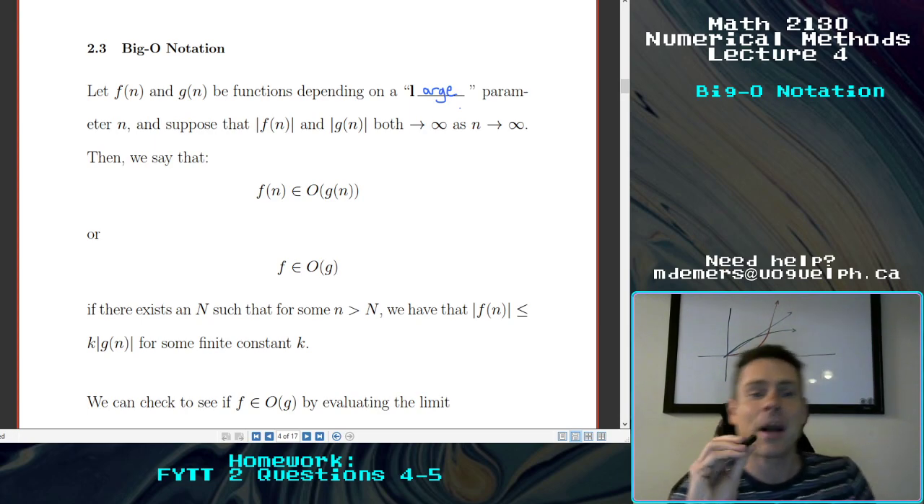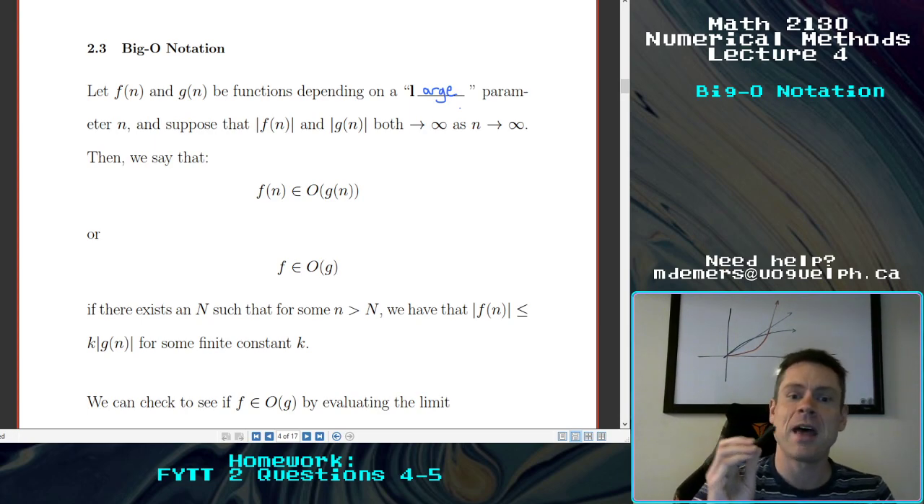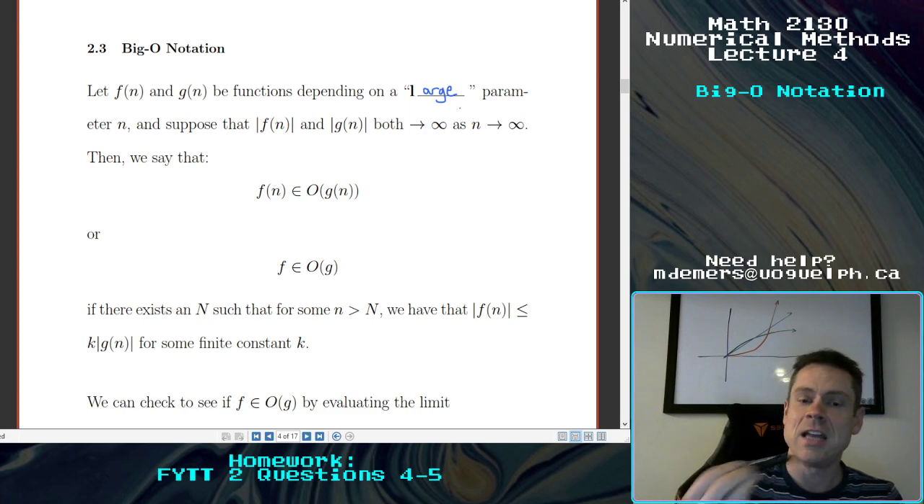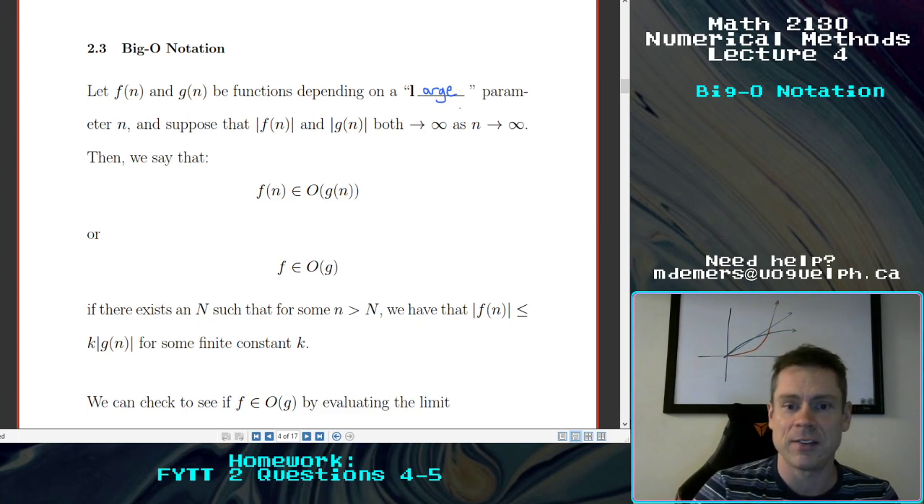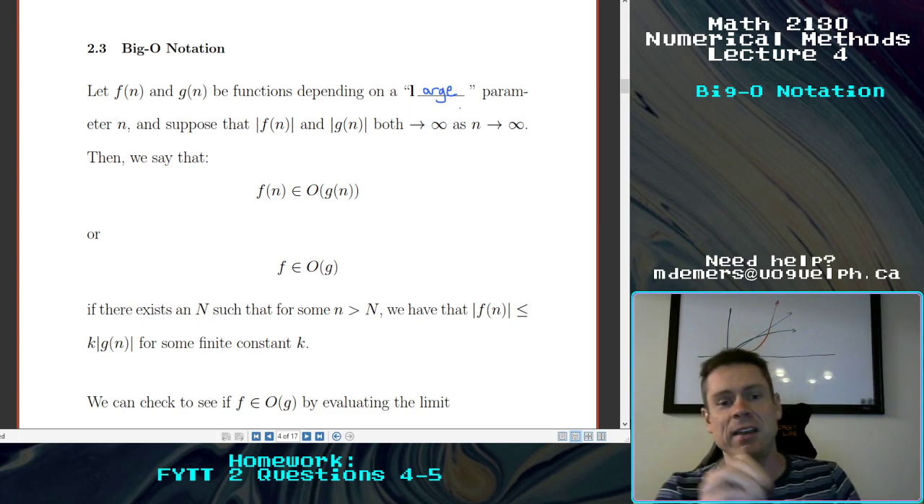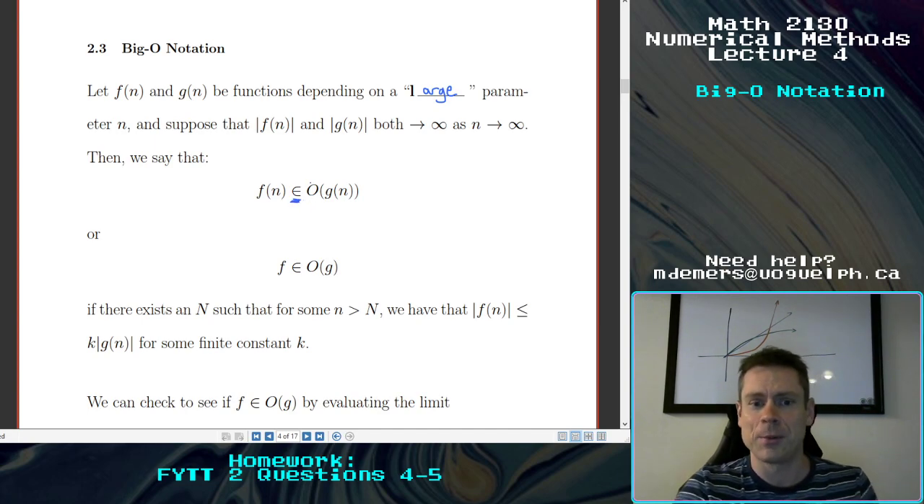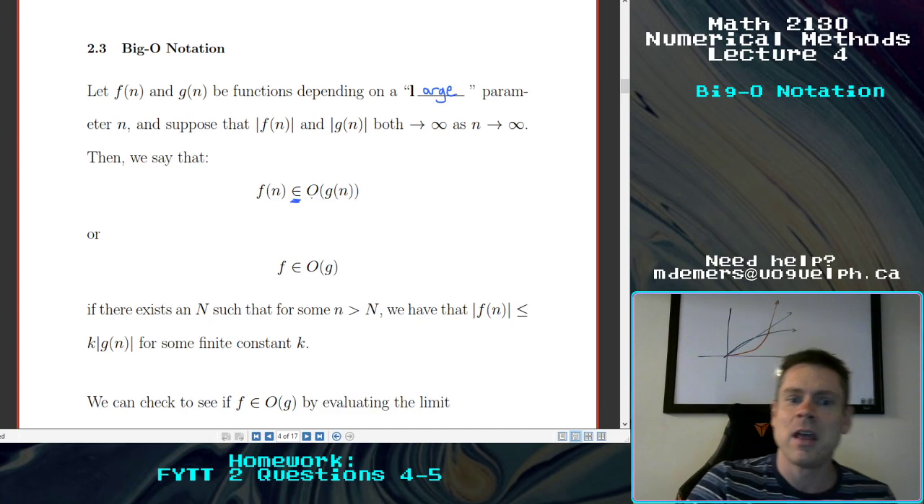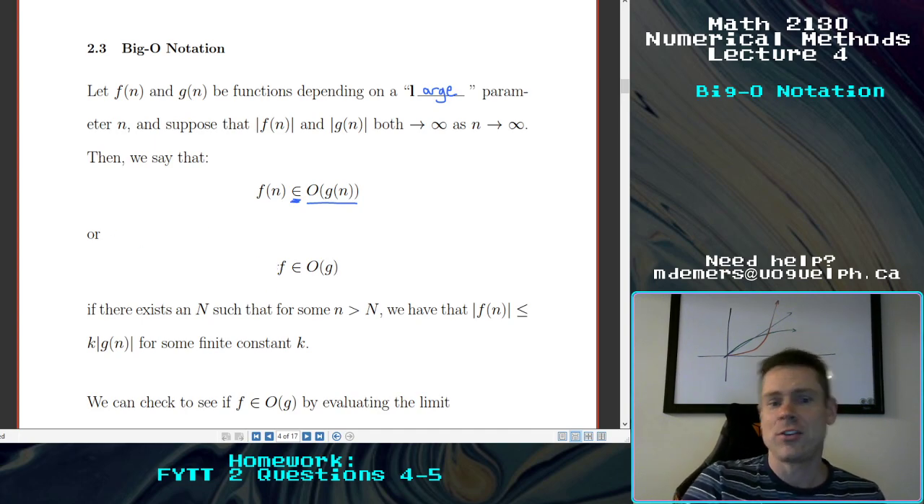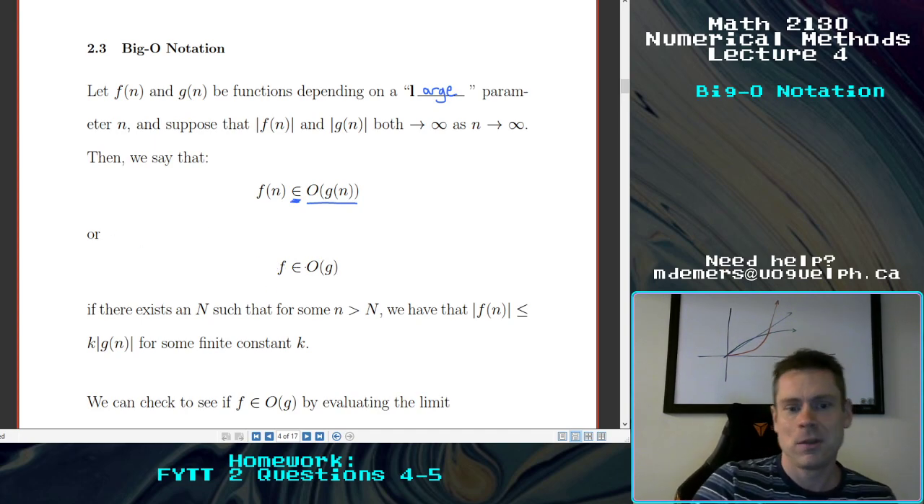Okay, so we need a couple of things here. Let's suppose that f of n and g of n both go to infinity as n goes to infinity. What we say is that f of n is an element of, that's what this weird symbol looks like, but don't worry about that. It is what it is. And then we have big O of g of n, this thing right here. Or you might just write f is an element of big O of g.